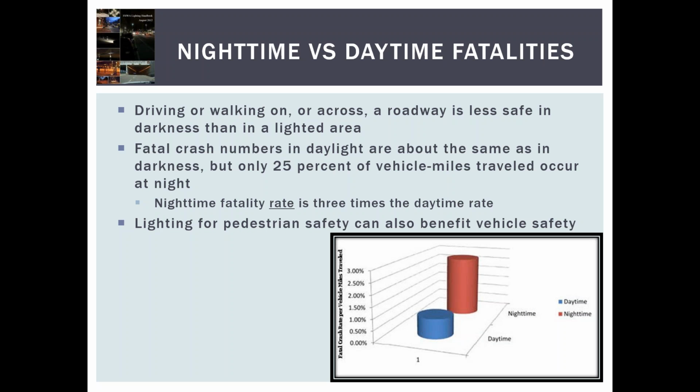Now, why is there a need for nighttime lighting? Driving or walking on or across a roadway is less safe in darkness than in the lighted area during the daytime due to the reduced visibility hazards for pedestrians. Though the number of fatal crashes occurring in daylight is about the same as those that occur during nighttime conditions, only 25% of the vehicle miles traveled occur at night. Thus, the nighttime fatality rate is about 3 times the daytime rate, as illustrated in the figure on the slide.